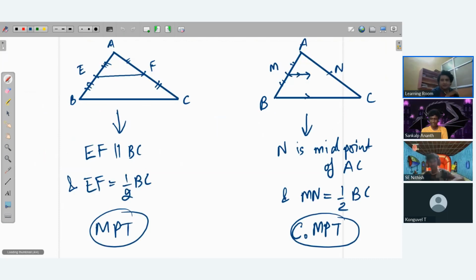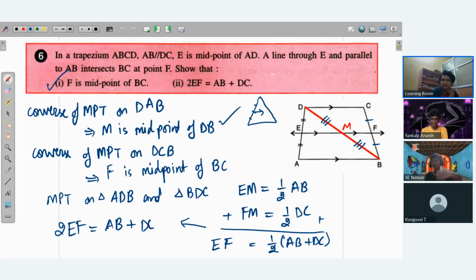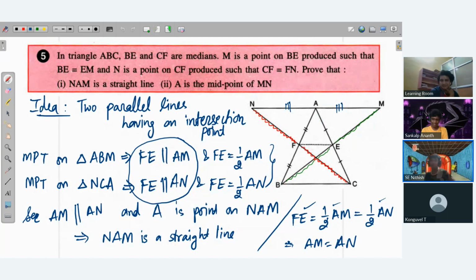Just like we did in this one. Why did we randomly take it, sir? They first showed that it's the midpoint, right, sir? It is given, they didn't ask. E is the midpoint of AC, right? It is given, BE is the median.